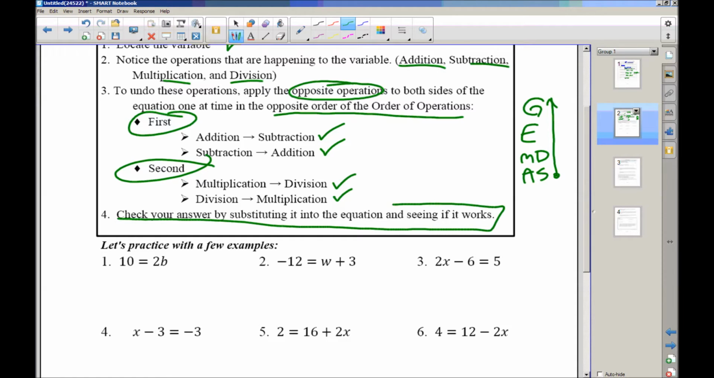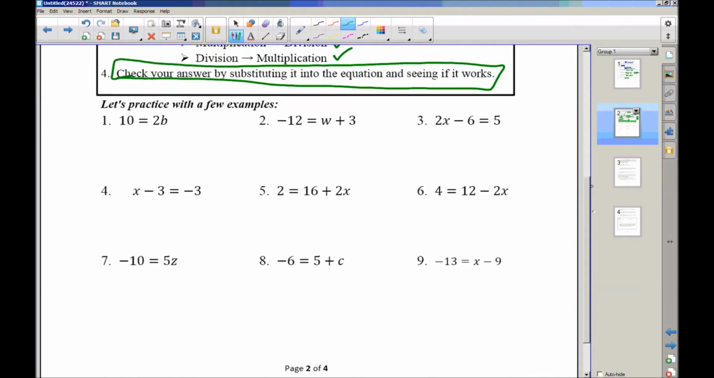I do not require a written check, but you do have to do it for other problems where I just say, is this a solution? And we've been practicing this all along. Okay? All right, number one, 10 equals 2b. So our inverse operation would be to divide both sides by 2, the opposite of times by 2. And we would get b equals 5.